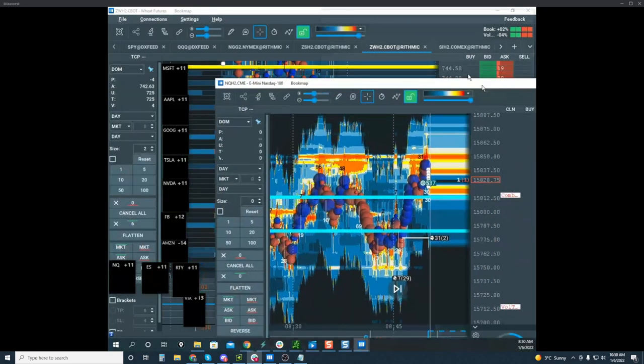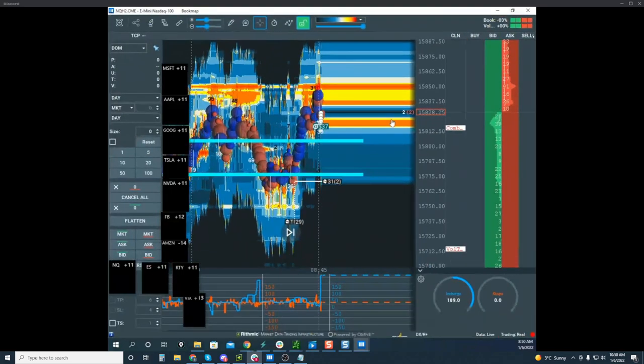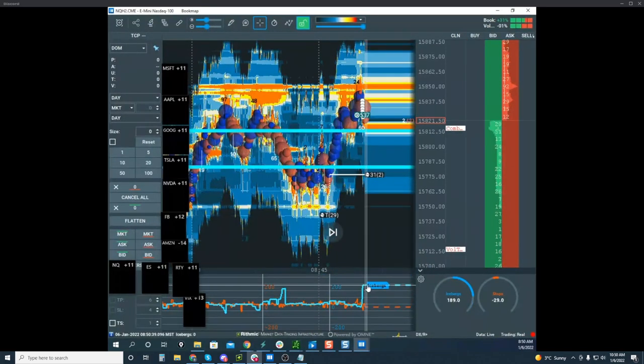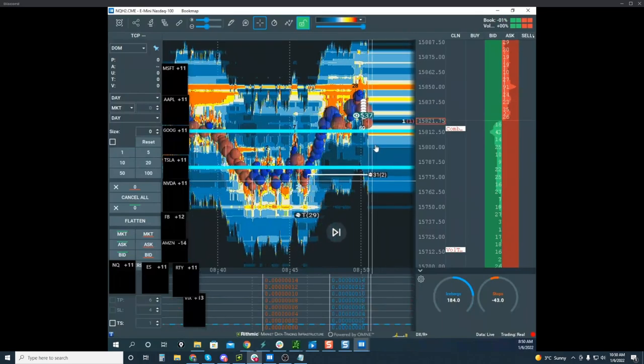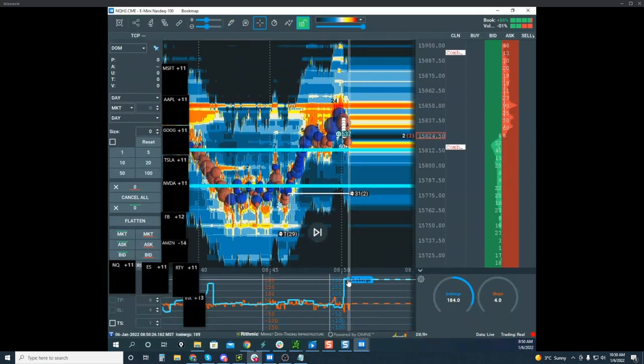All right, what's going on in NQ? Here we go. So this is pretty much right on top of the other zone. I'm just going to make this one big zone. You can see here another 200 plus coming in. Or not, I'm sorry, 189, but it's still coming in.